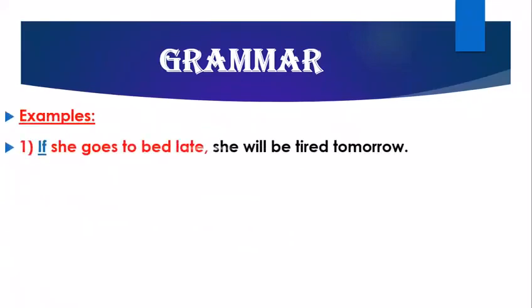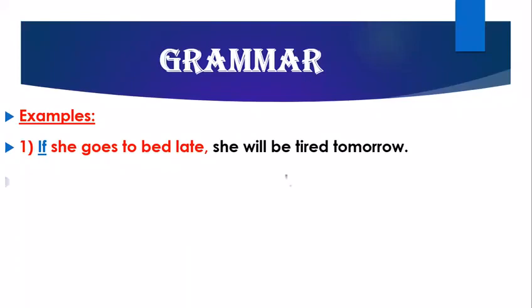The first one: if she goes to bed late, so this is the action. We describe the action here. What will happen if she goes to bed late? She will be tired tomorrow. So we have two parts here, the if clause and the main clause. We describe the action with the first part, and we describe the result with the second part. Look here, if plus verb one, and goes, we used what? Verb one plus s, because we have a singular pronoun here, singular pronoun she.